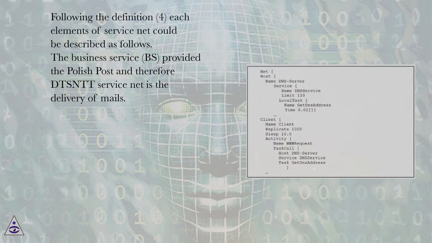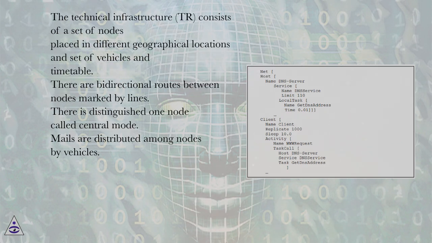The business service, BS, provided by the Polish Post and therefore by the DTS-CNTT ServiceNet is the delivery of mails. The technical infrastructure, TR, consists of a set of nodes placed in different geographical locations, a set of vehicles and a timetable. There are bidirectional routes between nodes marked by lines. There is one distinguished node called the Central Node. Mails are distributed among nodes by vehicles.